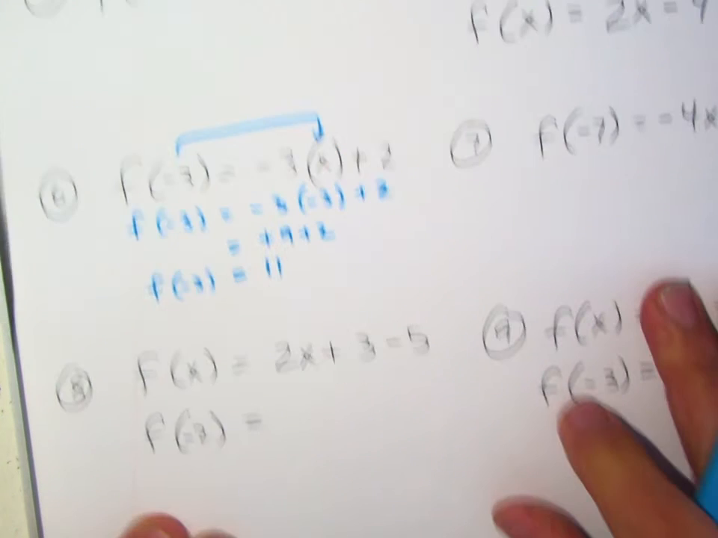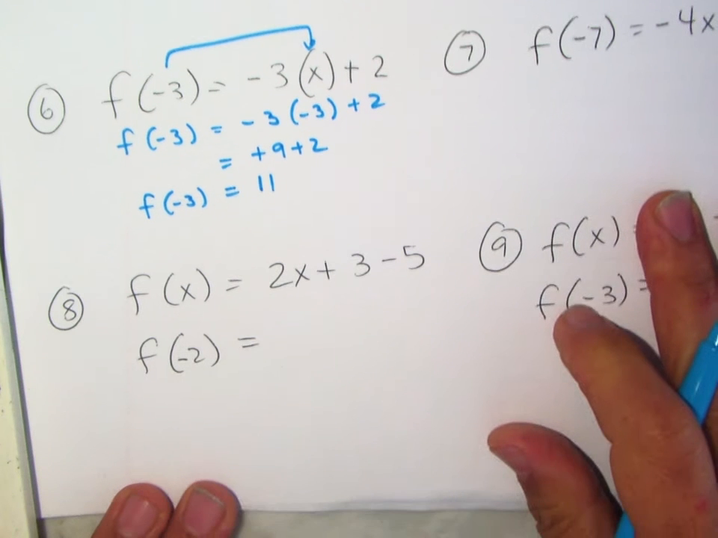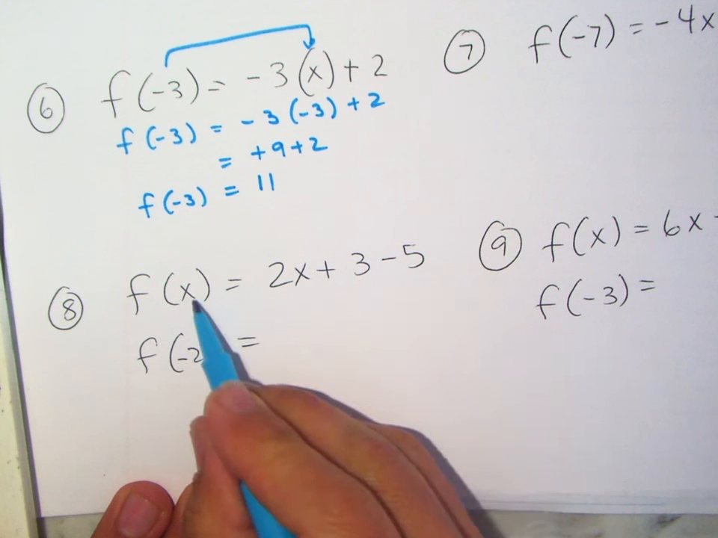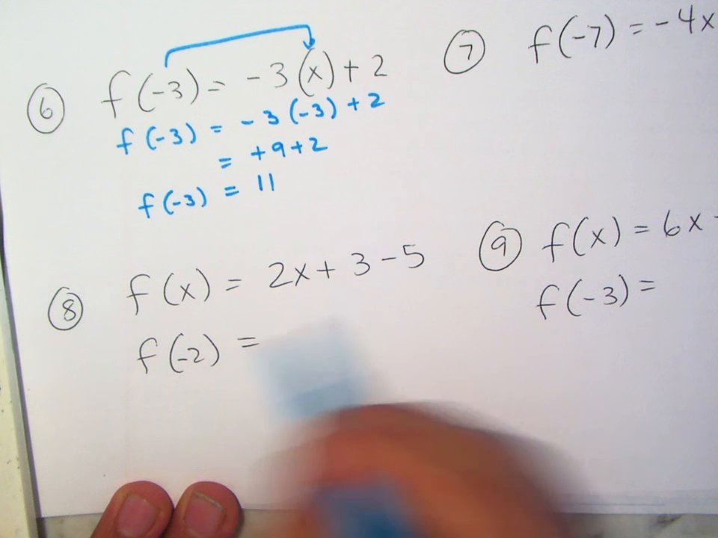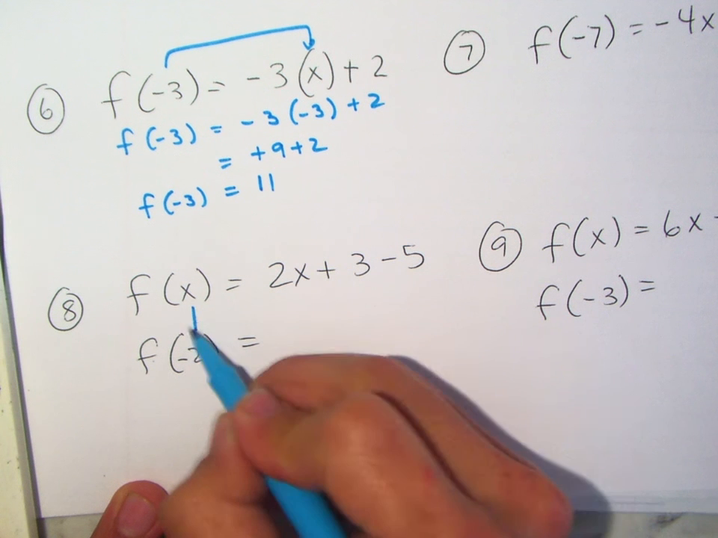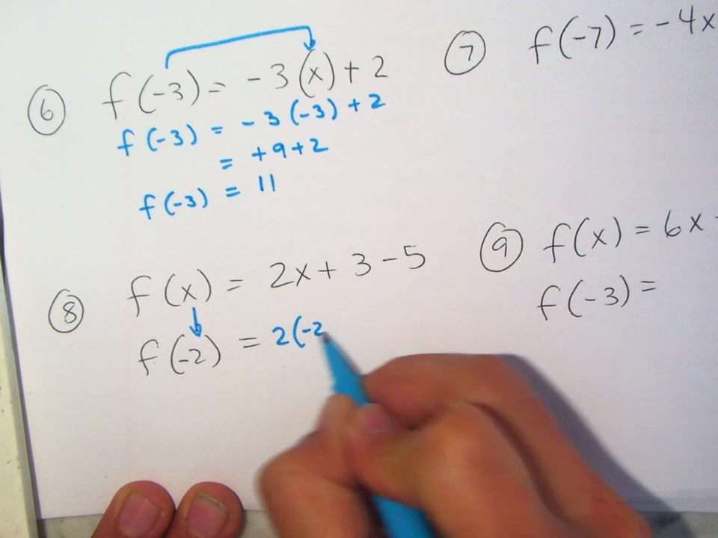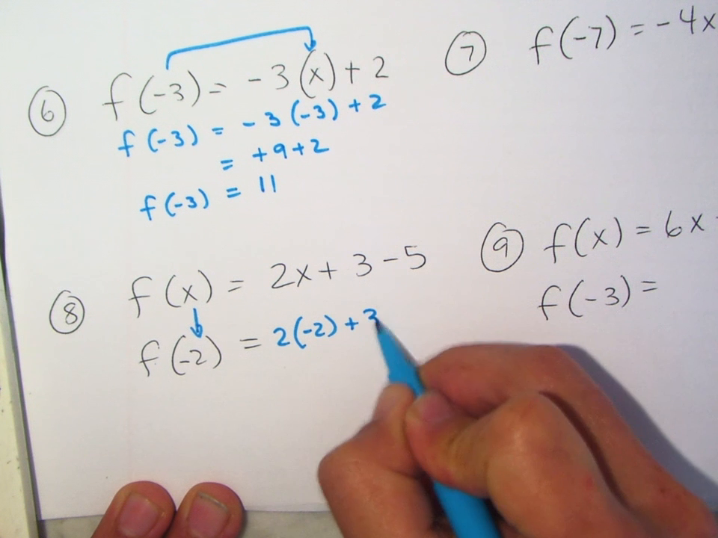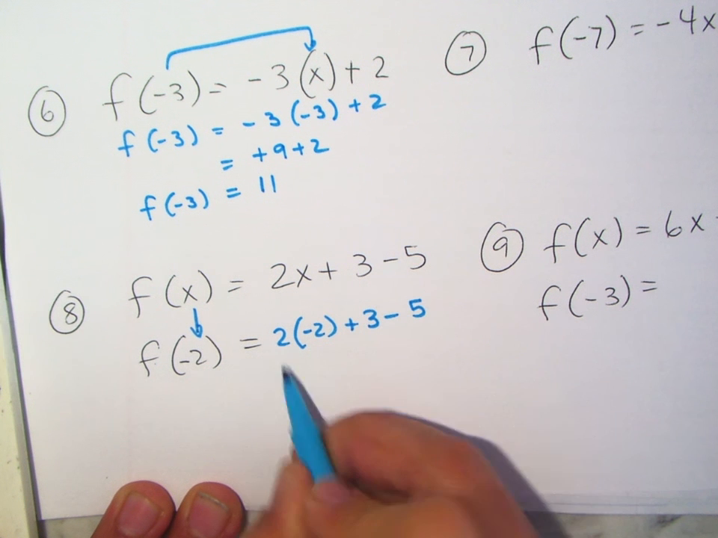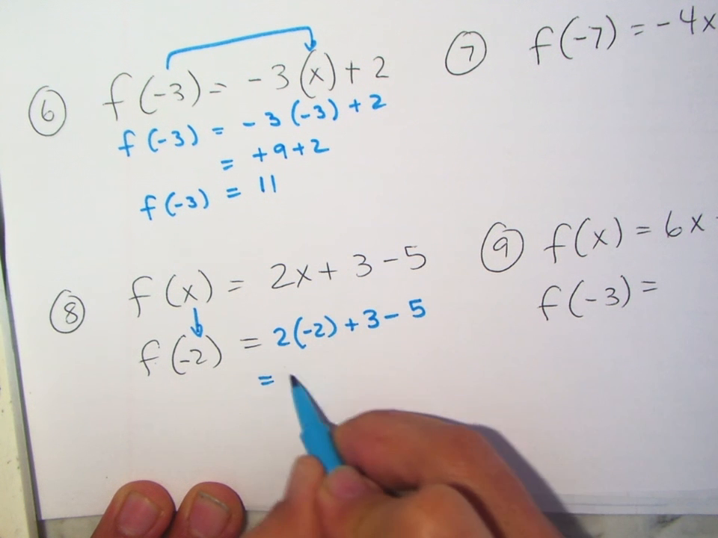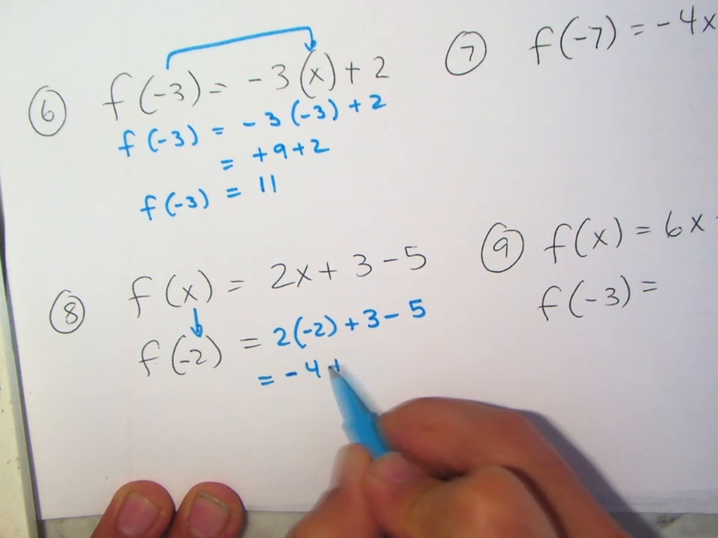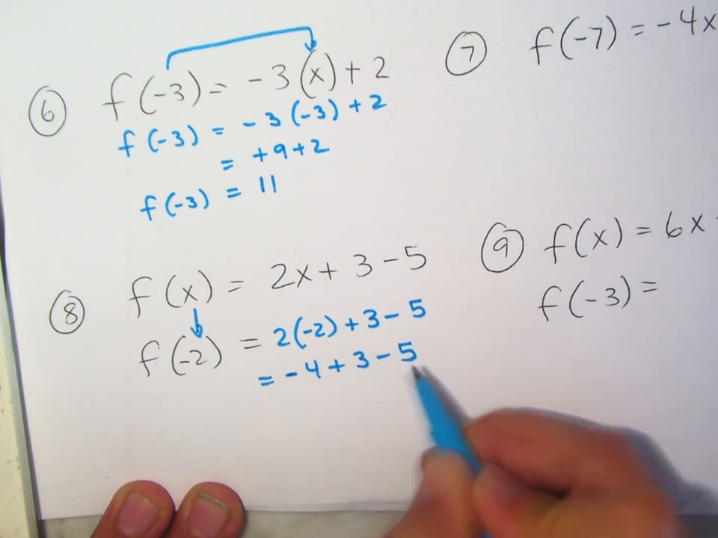All right, and then the next one, let's do another one right here. f of x equals 2x plus 3 minus 5. f of negative 2, so your x is negative 2. So 2 times negative 2 plus 3 minus 5. 2 times negative 2 is negative 4 plus 3 minus 5.